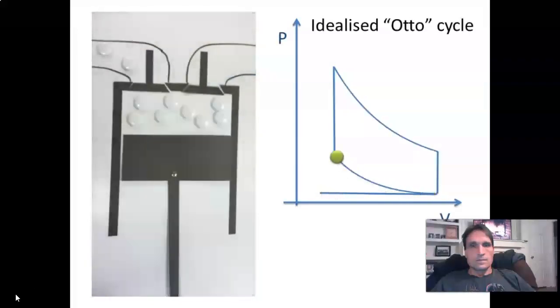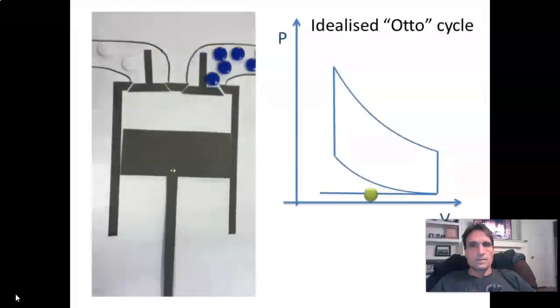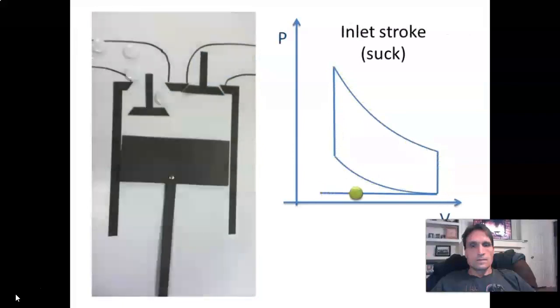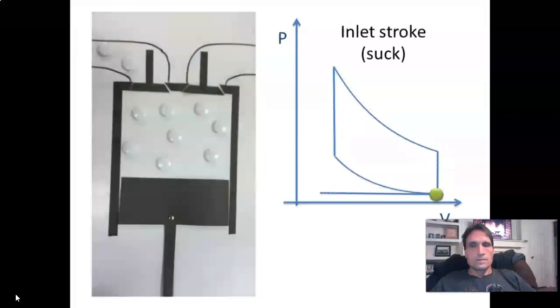I'm now going to look at each of those stages in a little more detail. In the inlet or suck stroke, the volume of the cylinder increases as the valve is open to the atmosphere, drawing in air and fuel. Because the valve is open, the pressure remains at atmospheric pressure.